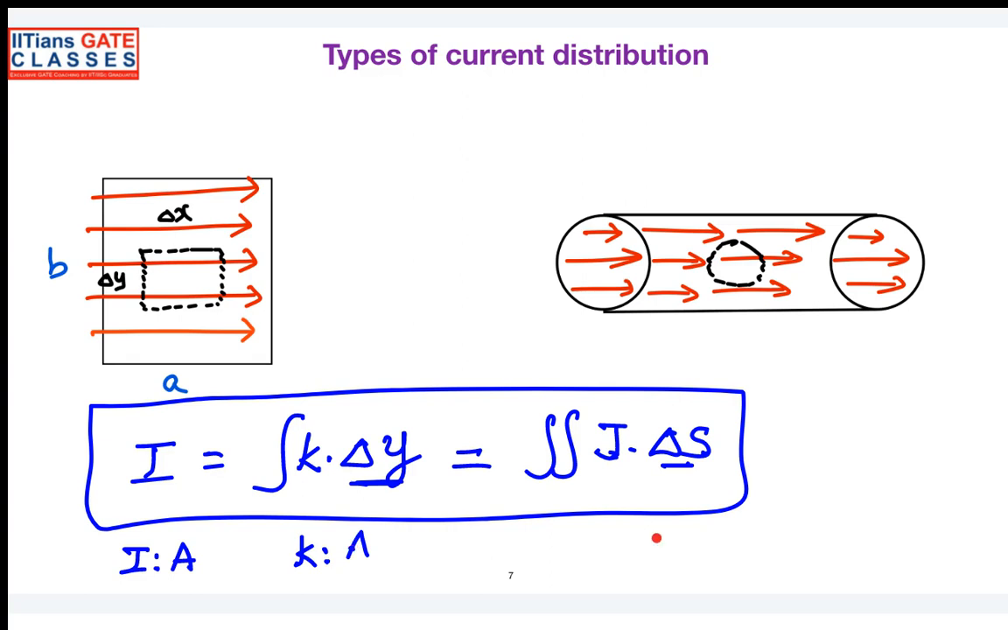Any questions in the current distribution we can discuss. So the concepts are clear now. Shall I move? Shall I go ahead?